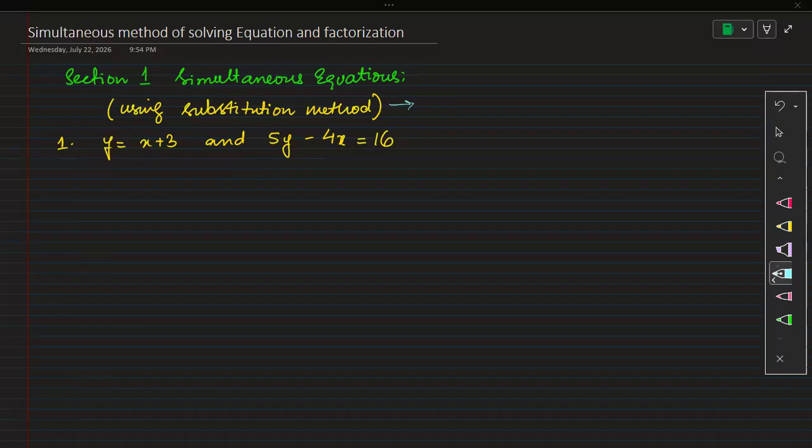The substitution method says that we substitute the value of one variable into the other equation.